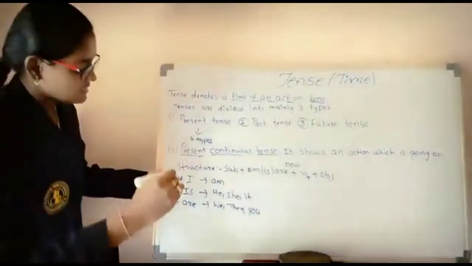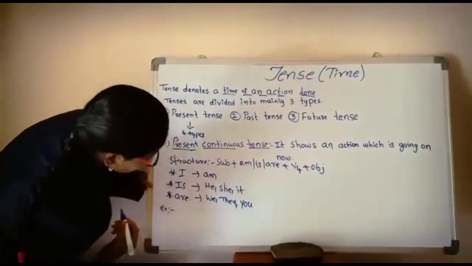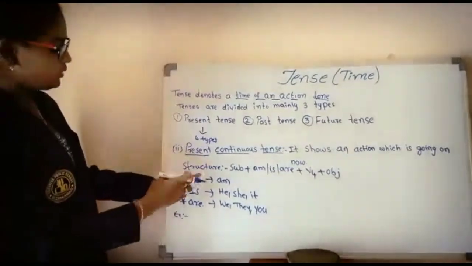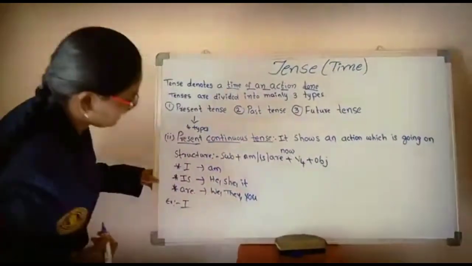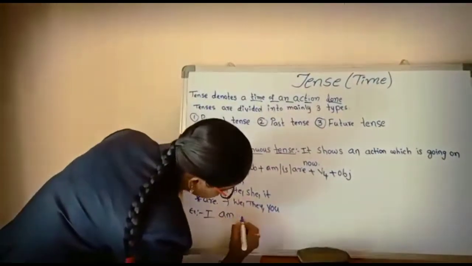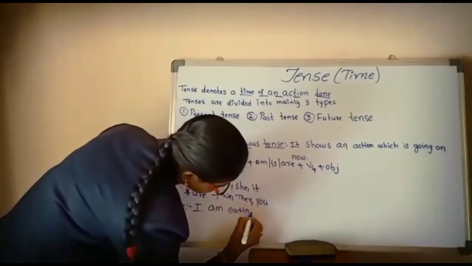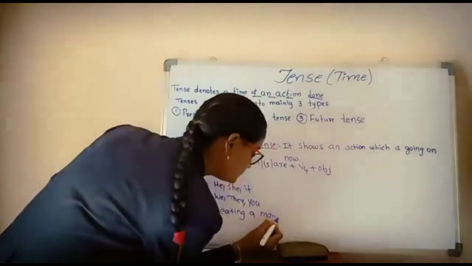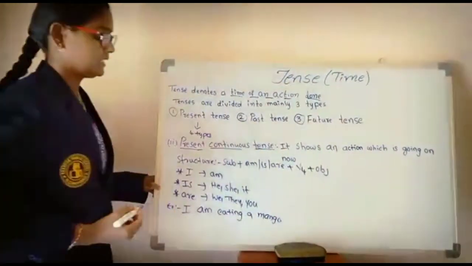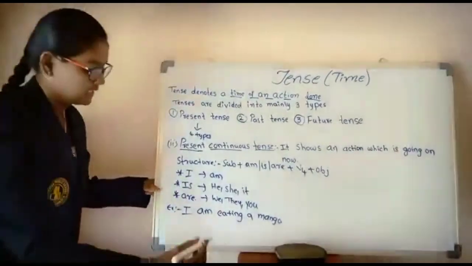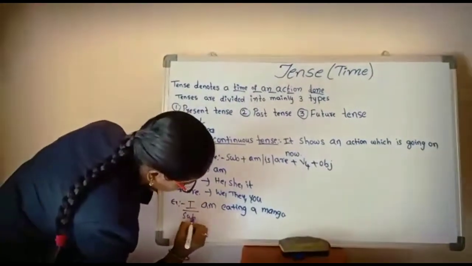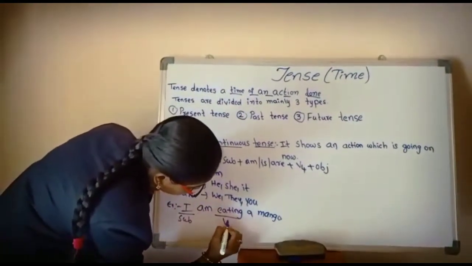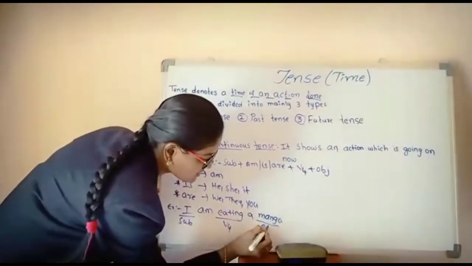Let us see some more examples. First I am taking the example of I. I am eating a mango. Here I is the subject, eating is V4 and mango is the object.